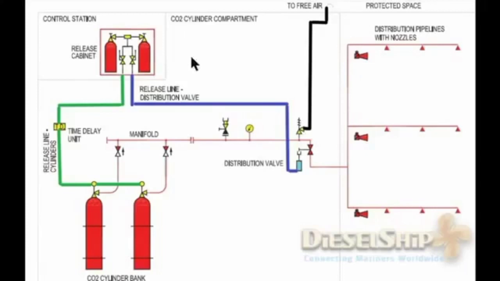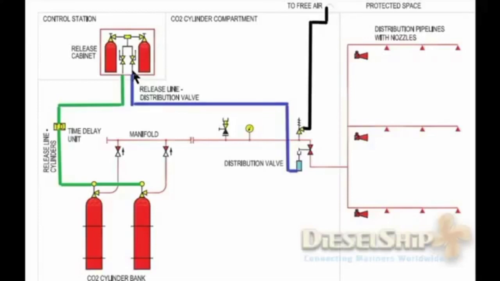And let's see what the components inside the valve control station are. This valve control station can be located at different places, but definitely outside the space to be protected. Here the protected space is considered to be the engine room. So you have to have it definitely outside the engine room. Otherwise you can't operate it in the event of fire inside the engine room.